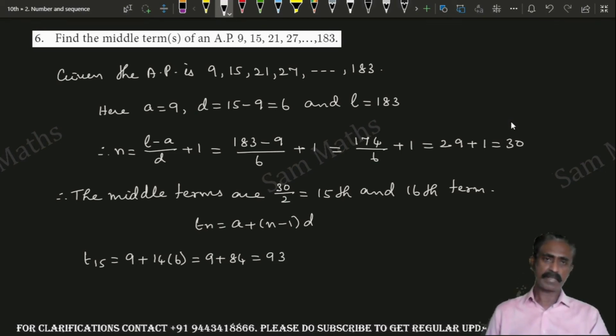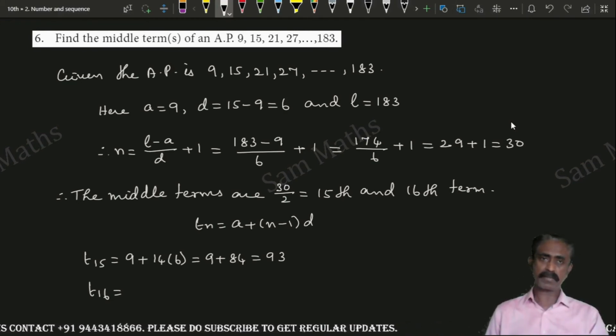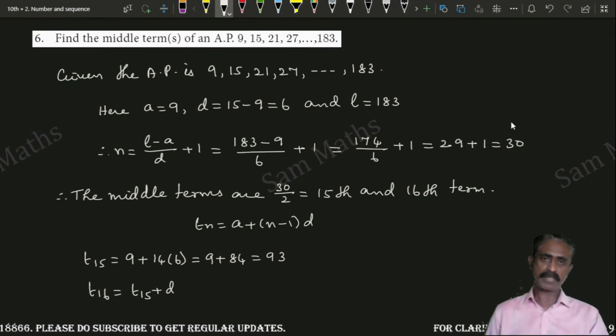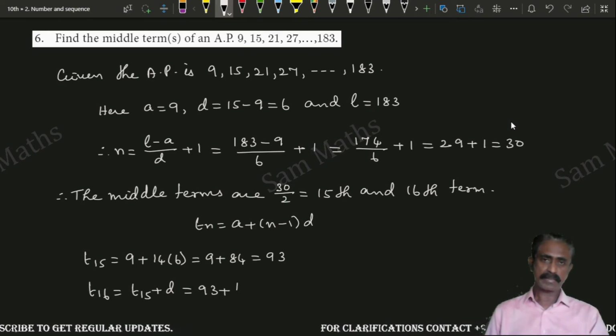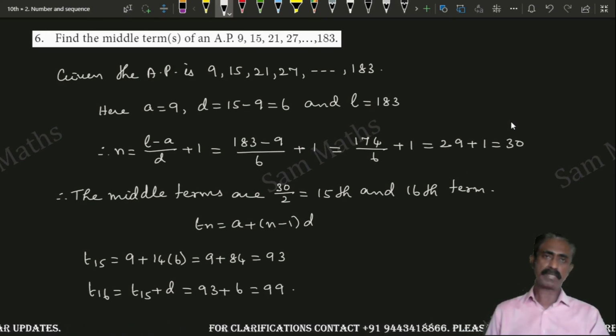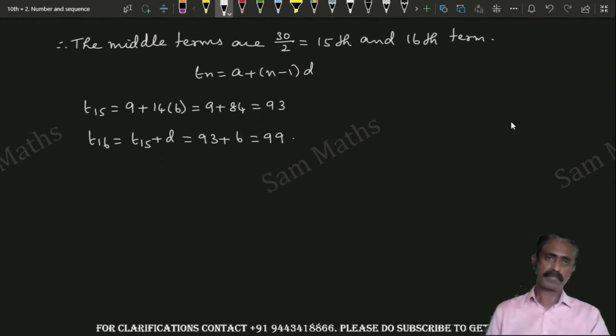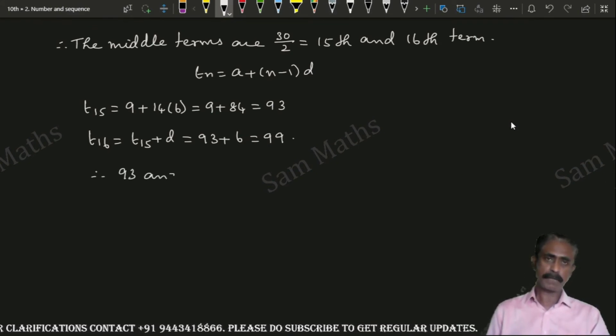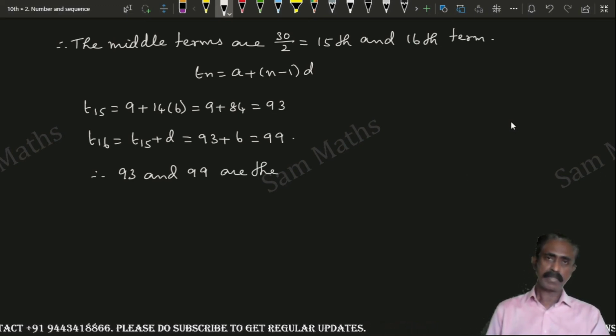Now we can go for the next term, T16. See, the 16th term is always the 15th term plus D. Always you remember this also. 93 plus D is 6, which is equal to 99. These are the middle terms in this AP. Therefore 93 and 99 are the middle terms.